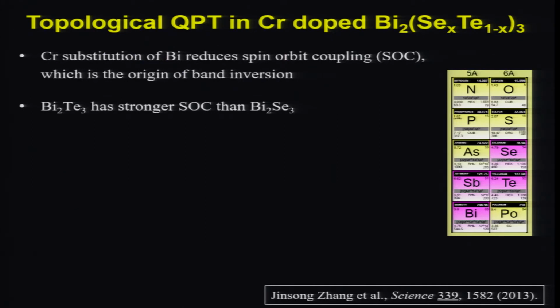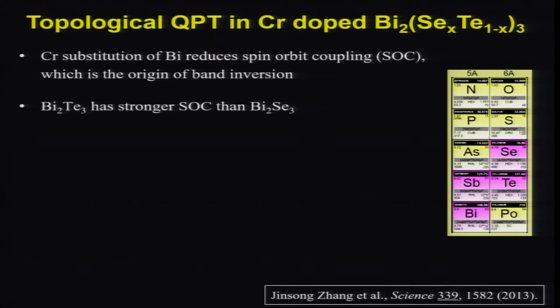So we talked to our theorist friends, and they told us the reason is that chromium substitution of bismuth not only gives us a local moment, but also reduces the spin-orbit coupling strength because chromium is so much lighter than bismuth. And we know in a topological insulator, the band inversion is caused by spin-orbit coupling. So when the chromium concentration is too large, it will drive the system from topological to non-topological, just because the spin-orbit coupling is too weak to invert the band gap.